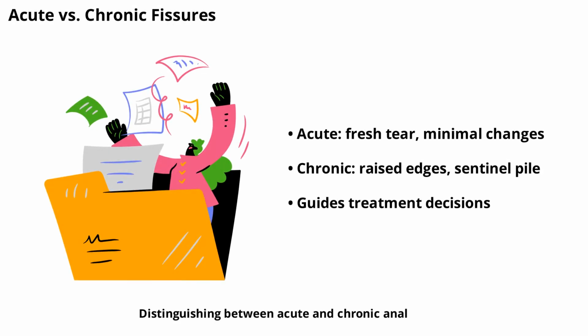Distinguishing between acute and chronic anal fissures is important for guiding treatment. Acute fissures are recent, with fresh tears and minimal surrounding changes. Chronic fissures, on the other hand, may have raised edges, a sentinel pile, or exposed muscle fibers. The duration and appearance of the fissure help the doctor decide on the most appropriate management strategy.